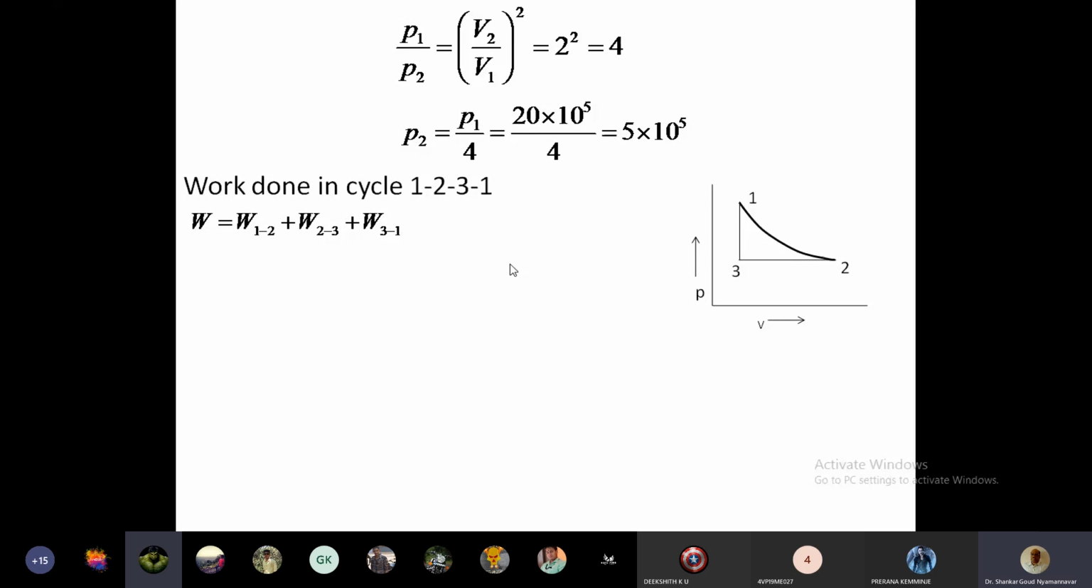Now please find the work done 1 to 2. What do you have to write? Integration of PdV from 1 to 2. There is a relation between P and V; substitute that. Similarly, W 2 to 3 is integration of PdV over 2 to 3. You know the relation between pressure and volume here; please substitute that. Similarly, W 3 to 1, the work done between process 3 and 1, will be integration of PdV over 3 to 1. Here also you know the relation between P and V. Please substitute and find the value.